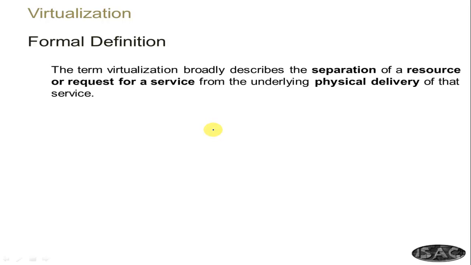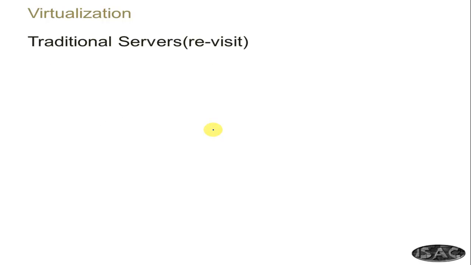Now what is the formal definition of virtualization? The formal definition is that the term virtualization broadly describes the separation of a resource or request for a service from the underlying physical delivery of that service. For example, VMware or a virtual machine.